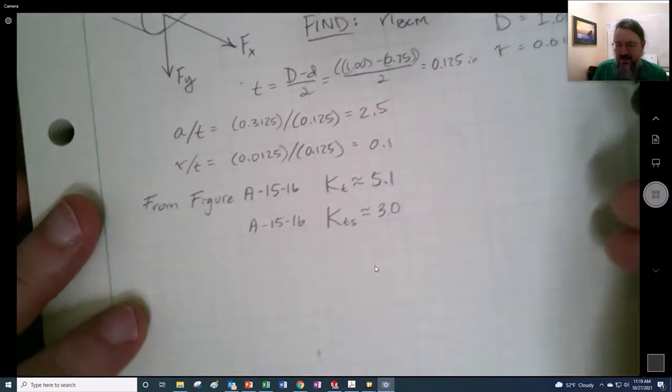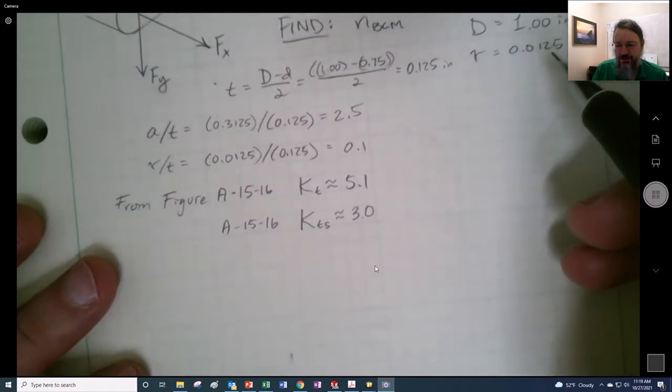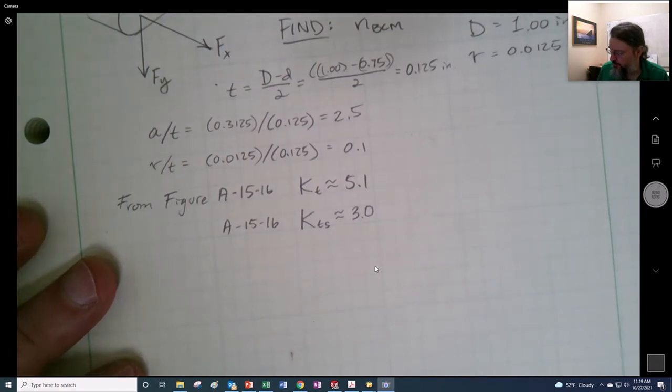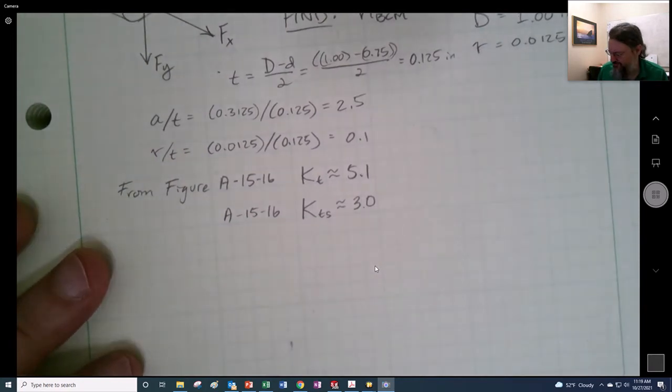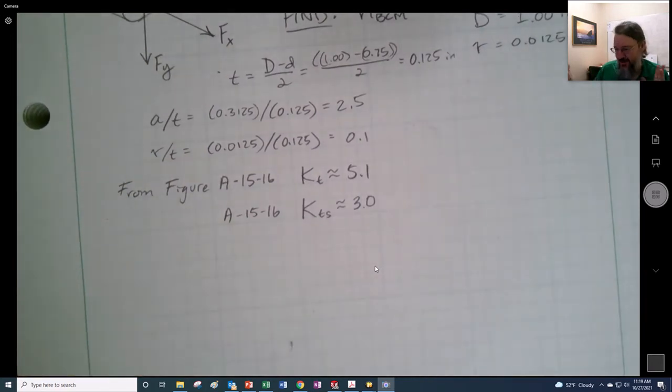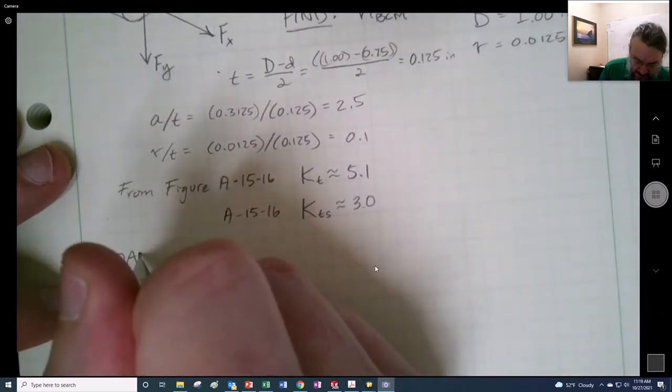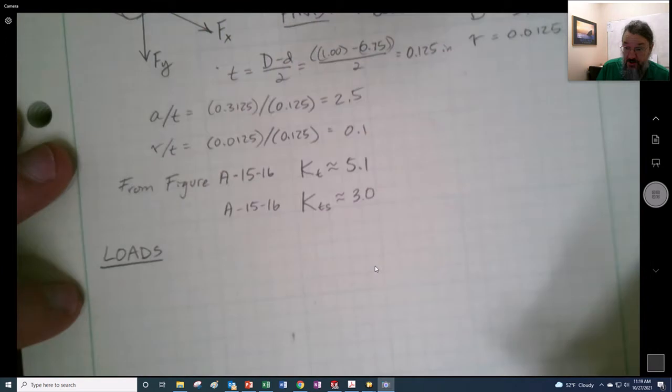I could also get the area and the moment of inertias and stuff, but you'll see that we don't need them, because the equation we're going to use from the caption, the nominal stress in the caption, already has the geometry kind of built in. So, we go to the loads portion of this.